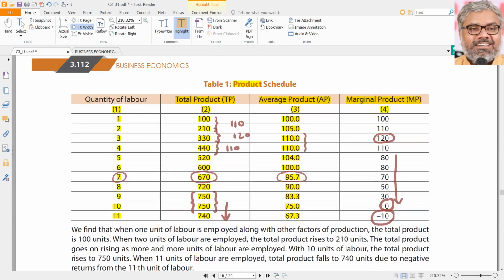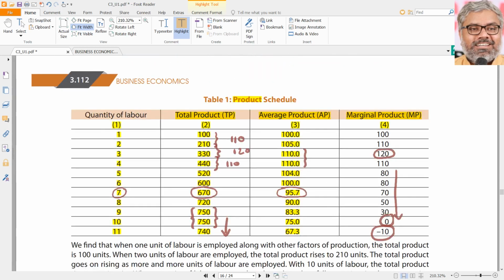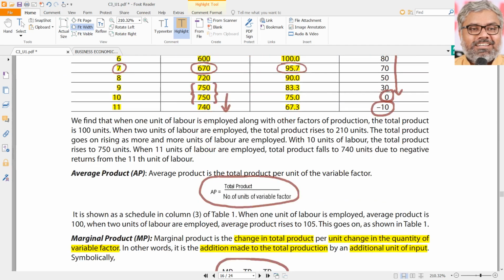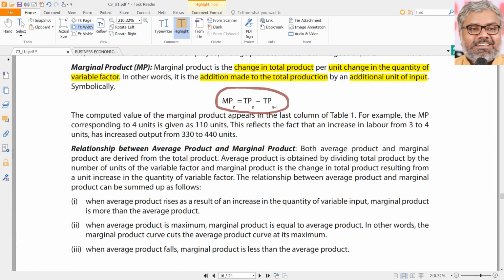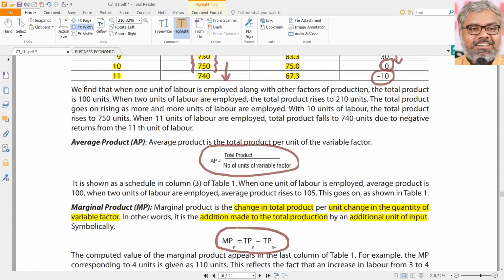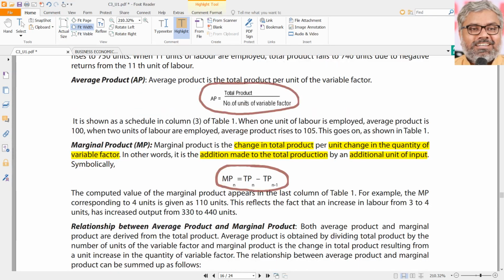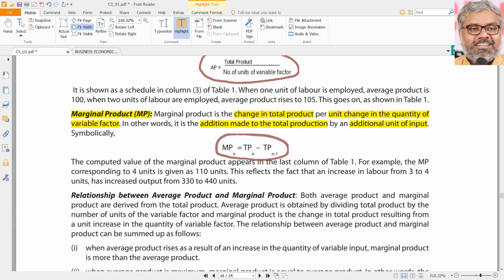You have to check each of them, then you will understand, when you practice, how to calculate average product and marginal product. These are very important in the exam, the same questions will come. Some table will be given, not necessarily the same table, some numbers will be given, but we should know how to calculate the average product and the marginal product. That is a very important point in the production function, no doubt about it.